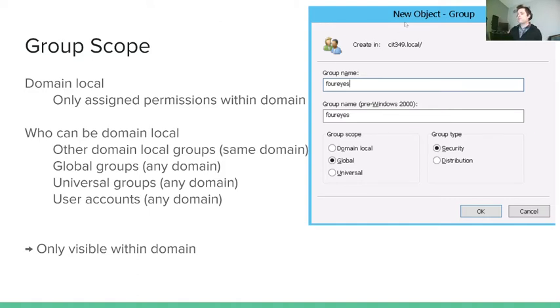Again, we have some various options here. So a domain local group only has permissions within a particular domain. So here I've got CIT349.local. This group would only have permissions within that domain. I could create a subdomain for this team, for instance, foureyes.cit349.local. Their group scope, if it was domain local, would only have access inside of that subdomain. Right, so permissions can be limited on a domain by domain basis here. You could also make it global, which gives you permissions to any domain, or universal, which is even larger.